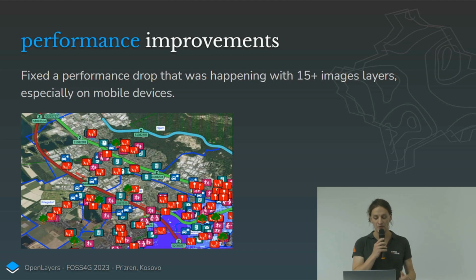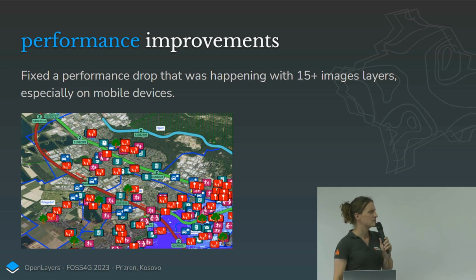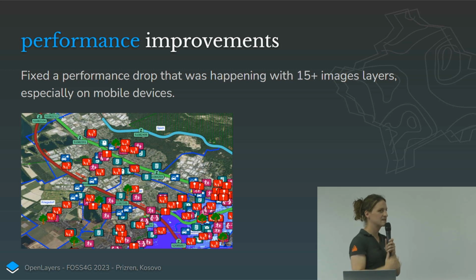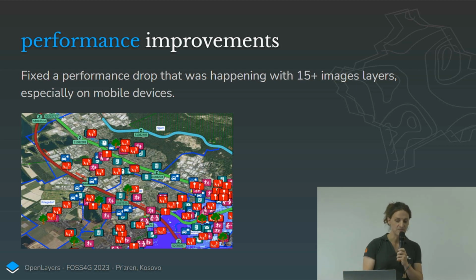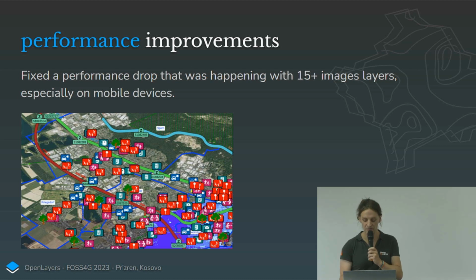There was also a big performance improvement in the case where you use many image layers, like 15 or more, typically WMS layers. You can see here the image taken from the map that was used to reproduce the issue, and you have a lot of WMS layers on top of each other. In this kind of case, you would have a big performance drop on many devices, especially mobile devices. So this has been fixed, and now it works much better. If you are in this situation, it would be a big difference for you as well.